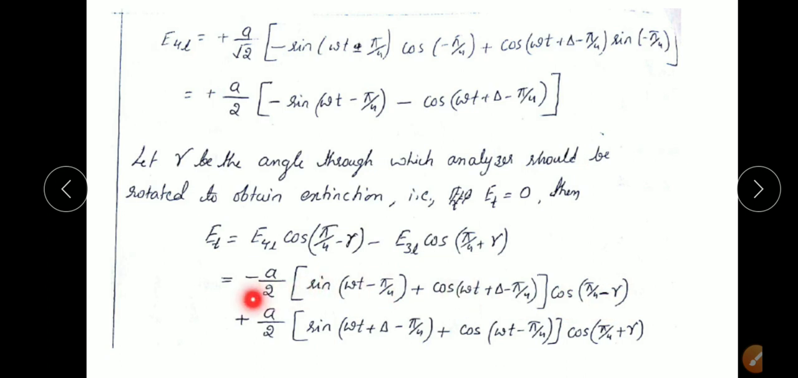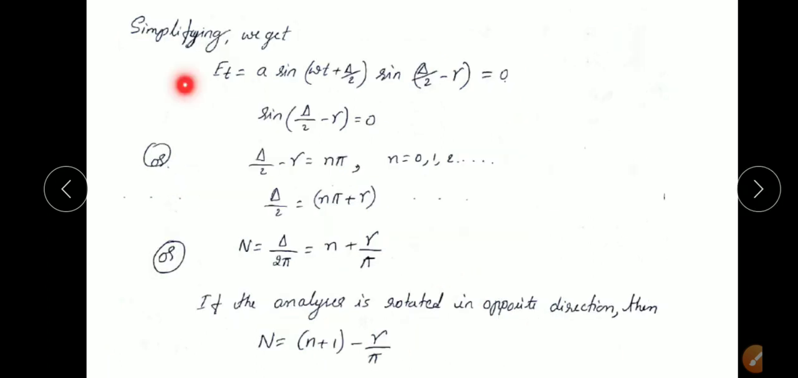That is minus (a/2) sin(ωt − π/4) plus cos(ωt + δ − π/4) cos(π/4 − γ), plus (a/2) sin(ωt + δ − π/4) plus cos(ωt − π/4) cos(π/4 + γ). So like that the equation changes, and you will get the final equation of Et.